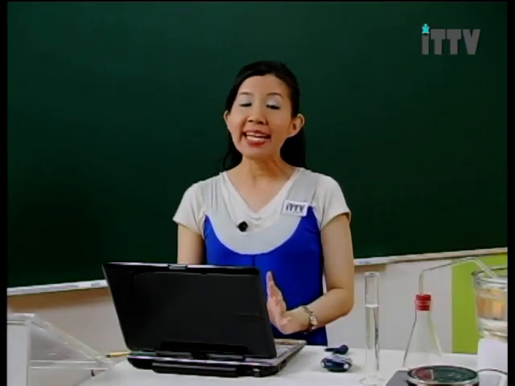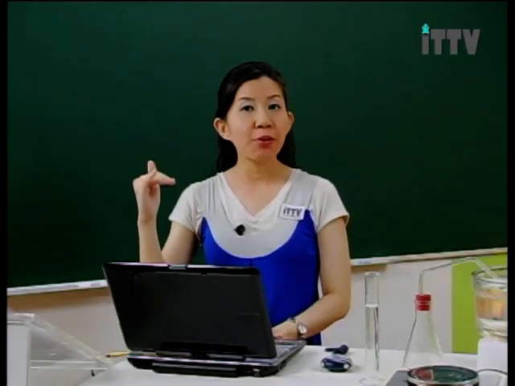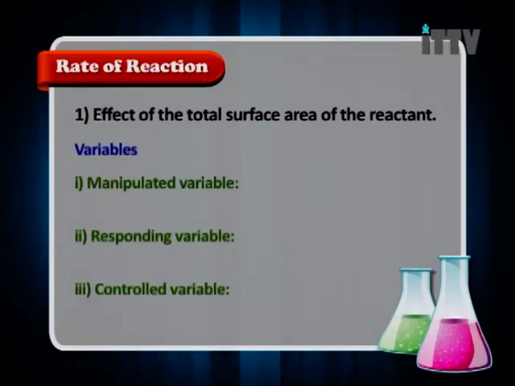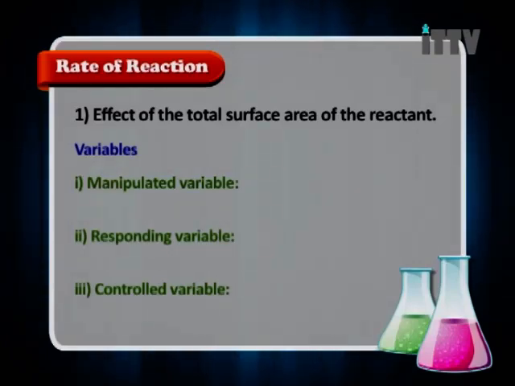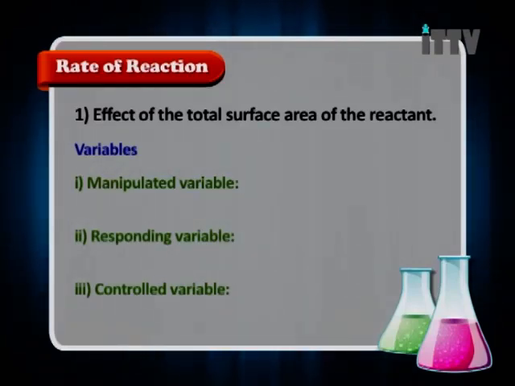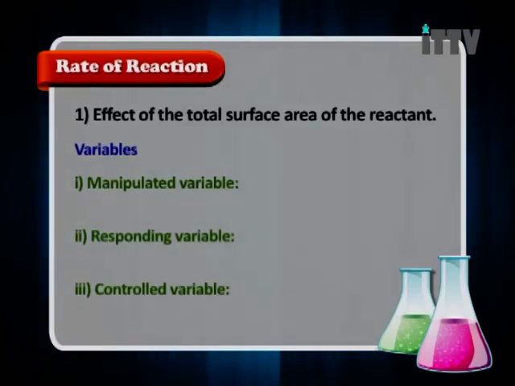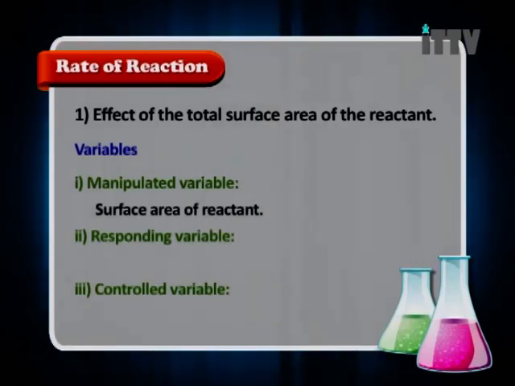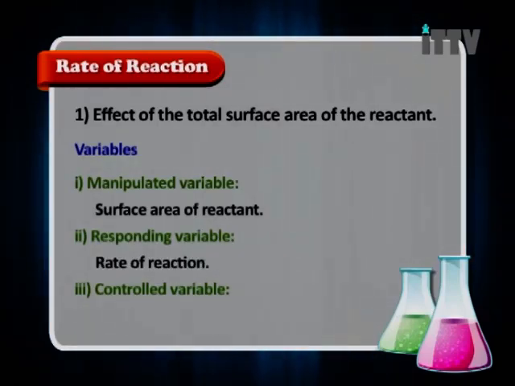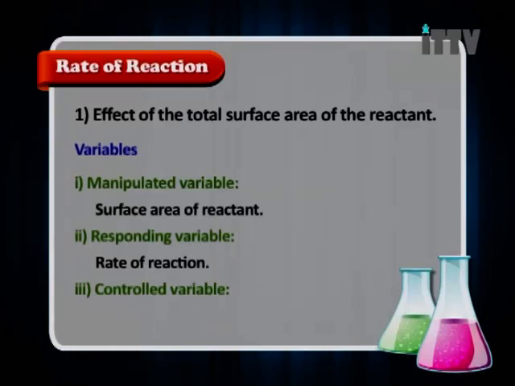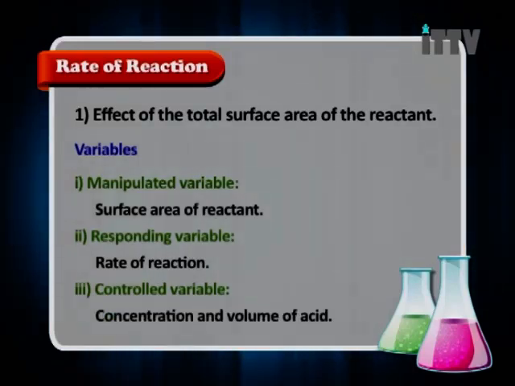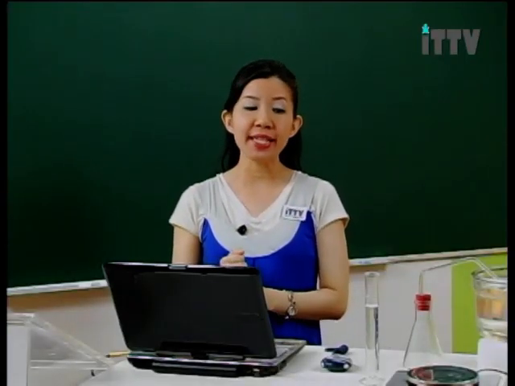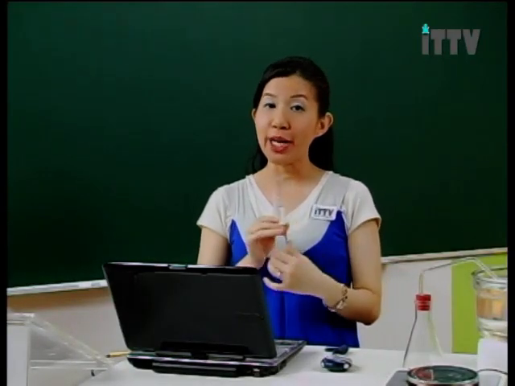And when we are planning any experiment, we have to think about the variables. We have to look at the manipulated variables and the responding variables. So let's look at the slide. For this experiment, the manipulated variable will be the surface area of the reactant, while the responding variable will be the rate of the reaction. What are the control variables? They are the concentration and the volume of the acid, because in this experiment we are using an acid called hydrochloric acid.